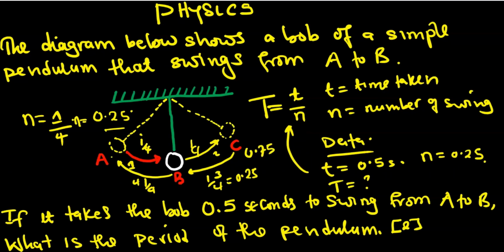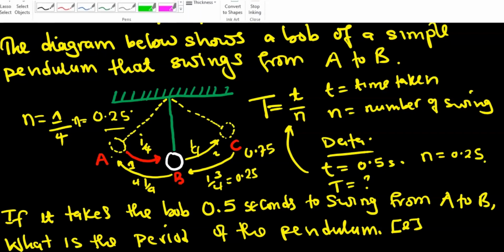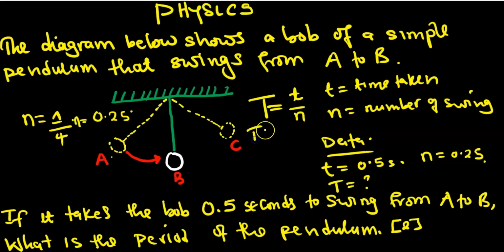Let us now find the period. The period of a simple pendulum is equal to the time, 0.5 seconds, divided by 0.25. And what are you going to have? You are going to have 2.0 seconds, or 2 seconds, as your period.